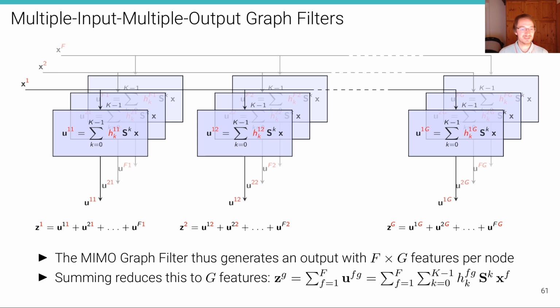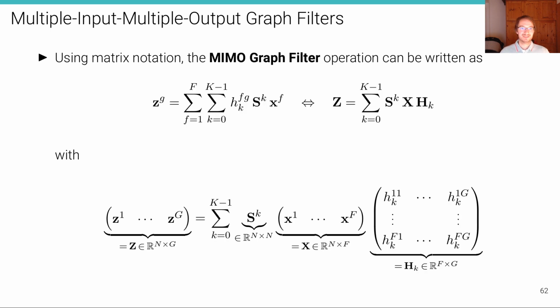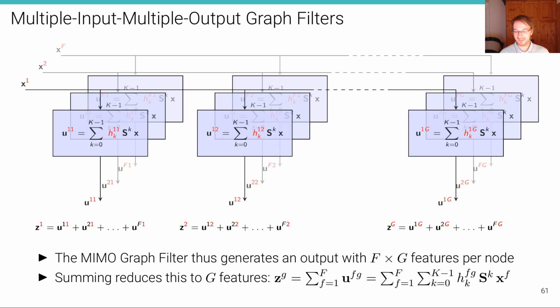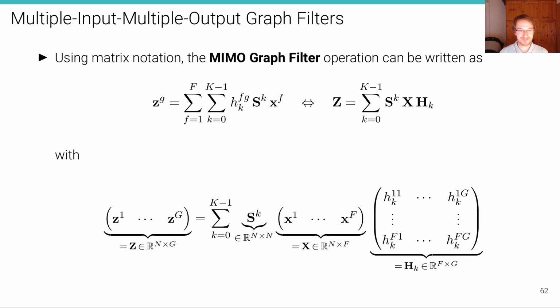Now the solution to this is simply summing over F. So we're summing these here over F to obtain exactly G features per node. And then we have an operation that maps from F features per node to G features per node. That is the summing here. Now this looks a little bit complicated, but using matrix notation, using the beauty of linear algebra, we can write this in a very compact form. And this is the MIMO graph filter that you will see in many papers.